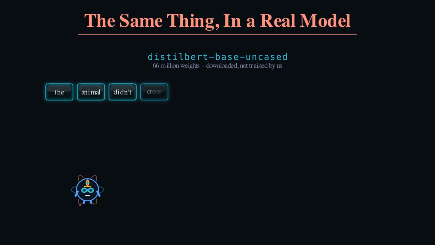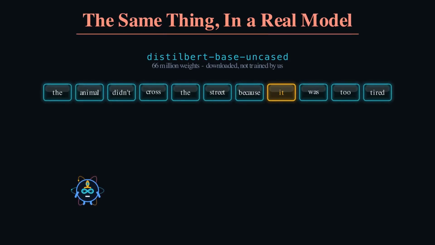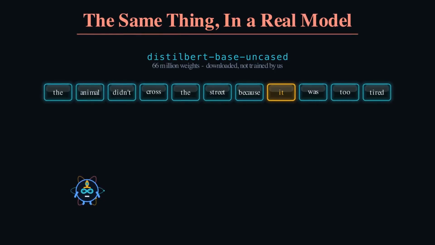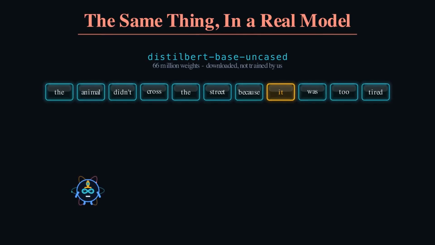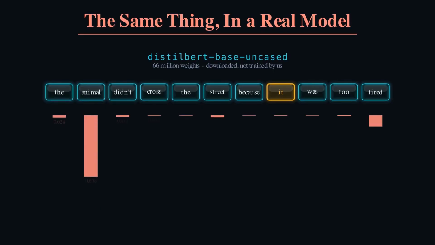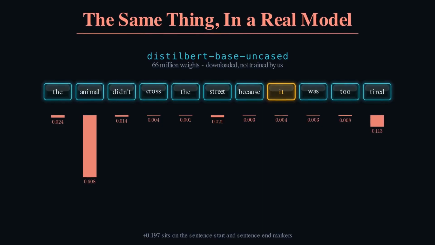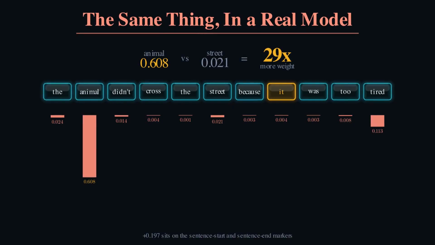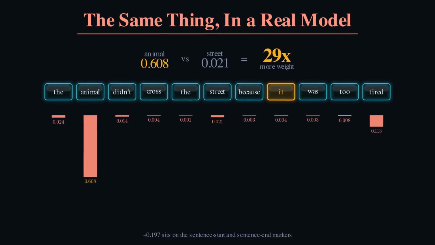Everything so far was our own toy model, built so you could see every number. So, does a real one do the same thing? This is DistilBERT. 66 million weights, trained on real text, downloaded, not built by us. Here is what one of its attention heads actually puts on each word when it looks out from the word "it". 0.61 on animal, 0.02 on street, 29 times more weight on the right noun, and nobody ever wrote a rule telling it to do that.